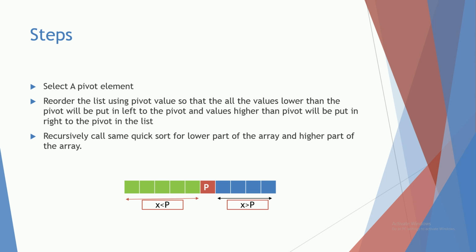as shown in the below diagram. So after reordering, values less than the pivot will be on the left side as shown in the green color boxes, and the values higher than the pivot will be on the right side of the list as shown by these blue color boxes. So after this reordering, we will make a recursive call to parallel quicksort with each of these parts. Now let's see an example.